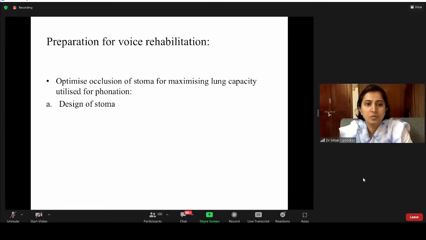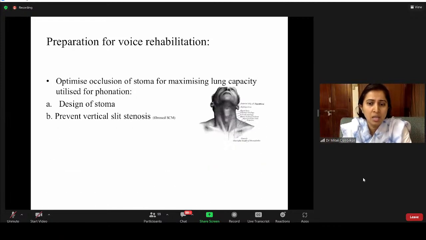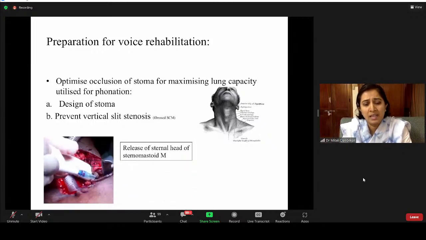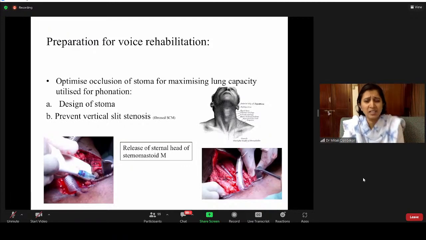Perfect. In preparation for voice rehabilitation, we optimize occlusion of the stoma for maximizing the lung capacity which is utilized. First, by the design of the stoma, as all the panelists, and especially Paisar, explained, how to optimize the size of the stoma. Secondly, to prevent vertical slit stenosis, typically formed by a fibrosed sternocleidomastoid muscle. That is achieved by releasing the sternal head of the sternocleidomastoid muscle such that the fibrosed sternocleidomastoid does not jut out, and the occlusion of the stoma becomes easier and there is no air leak.